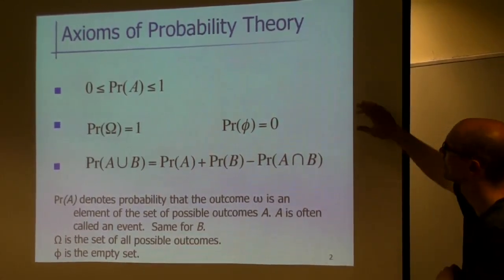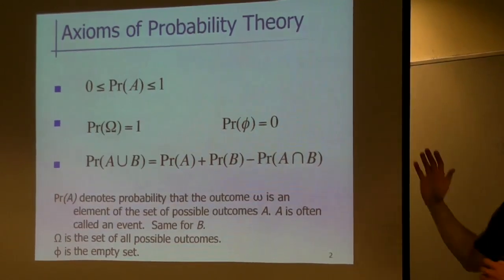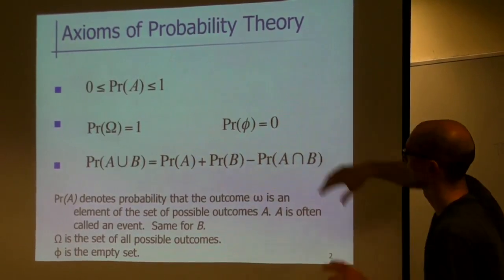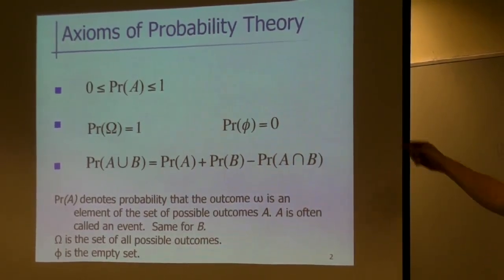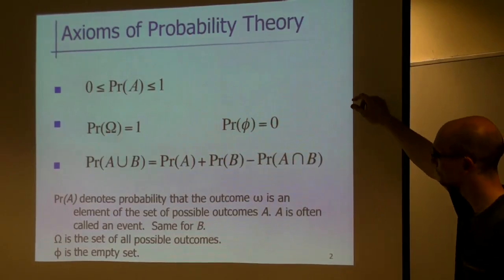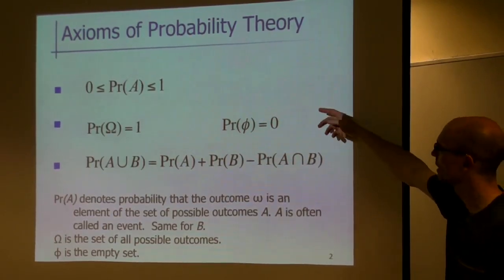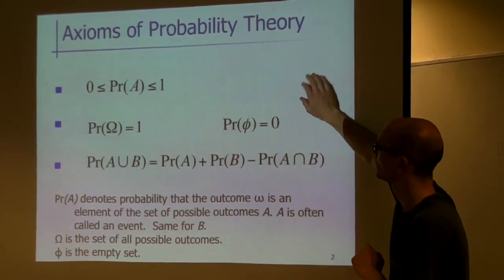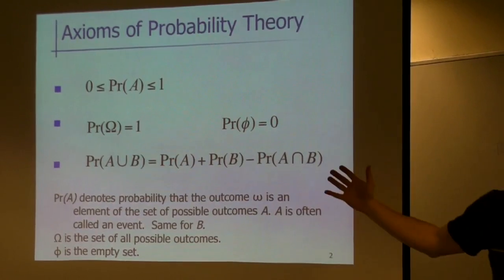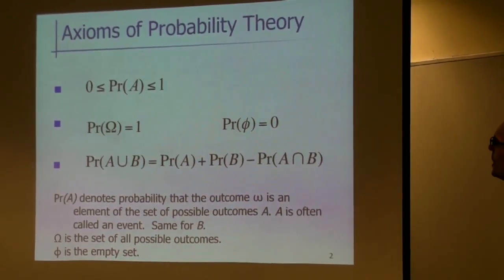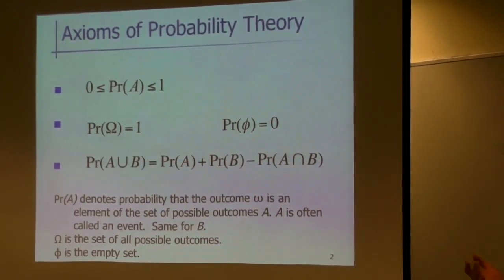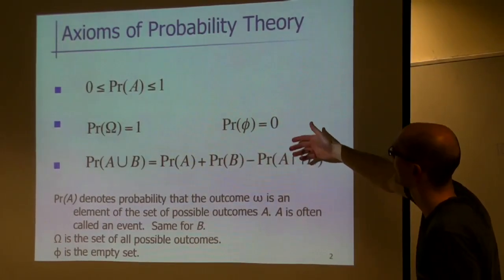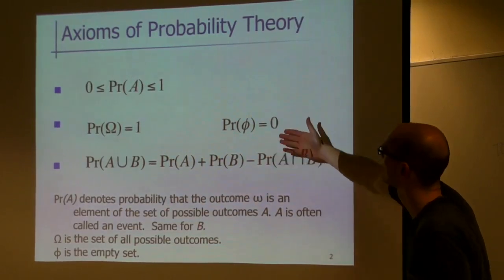Probability theory has some axioms, and what it says is that for any set of events A, the probability lies between 0 and 1. For any set of outcomes, probability lies between 0 and 1. There is some set of all possible outcomes, which is called capital omega, and the probability of what happens to be one of all possible outcomes is 1. And then the probability of the outcome being in the empty set is 0 because there's nothing in the empty set.